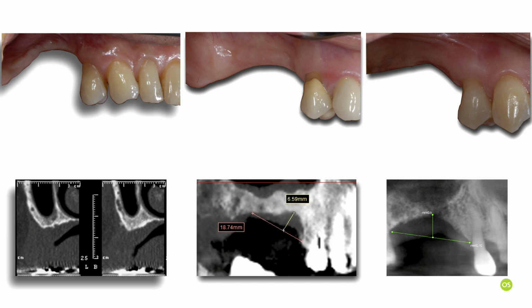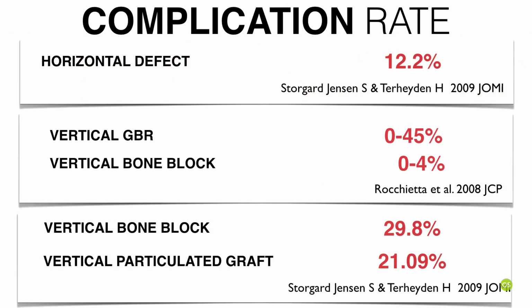An important moment in the treatment of this kind of defect is to define the right goal: what am I going to build up, and how is this reconstruction going to impact implant placement and implant osseointegration? Because we need to always keep in mind that the complication rate in bone reconstruction surgery is quite high.